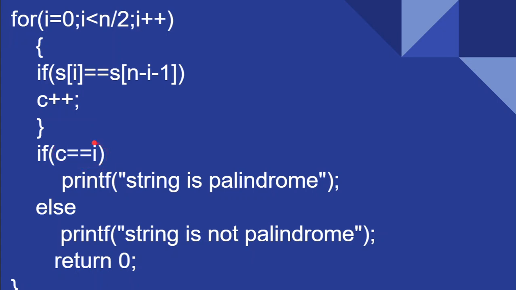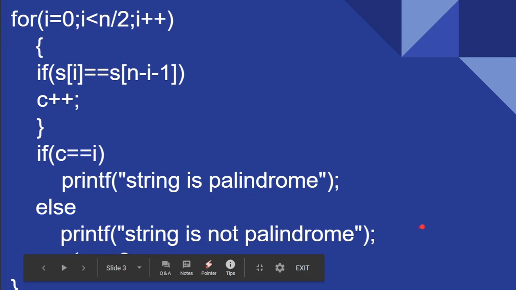If C is equal to I, this if statement gives the logic of whether the whole string is checked. If both are equal, it means the string is a palindrome. So actually the checking is done over here. Okay, let us see the example to understand the concept easily. So now this for loop checks the elements one by one, and the counter is incremented every time. If C is equal to I, it means the whole string is checked, and then print the string is a palindrome. Else printf the string is not a palindrome.